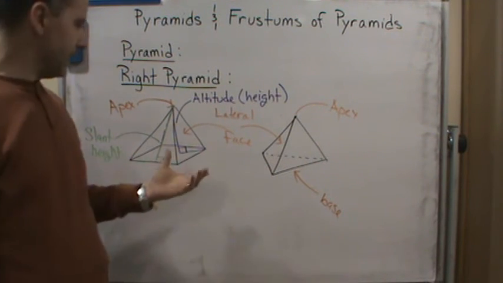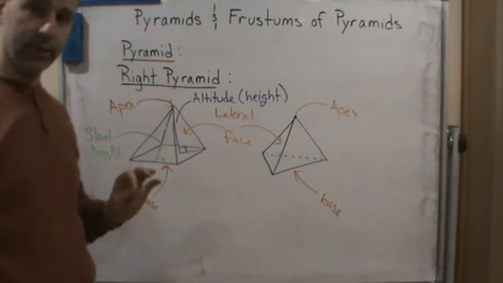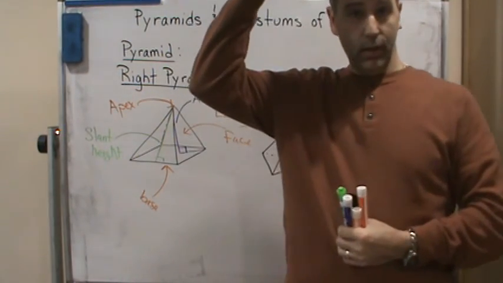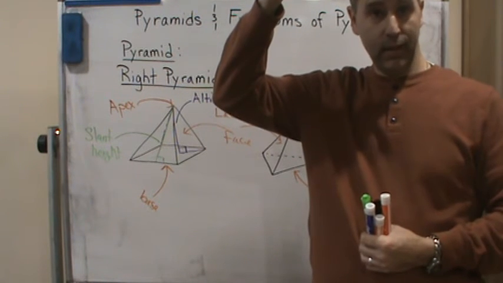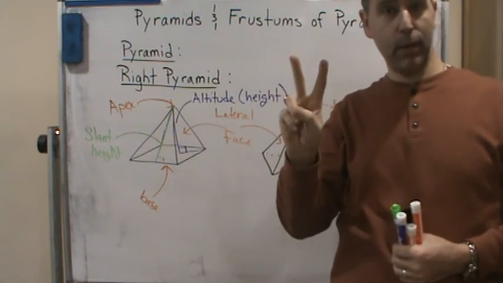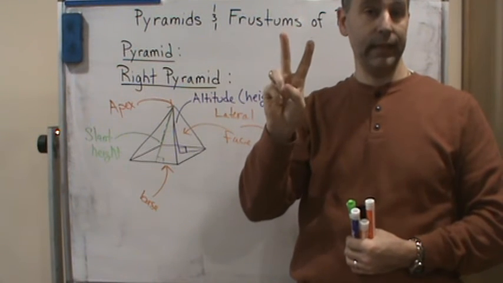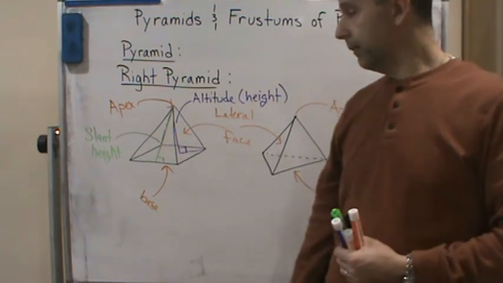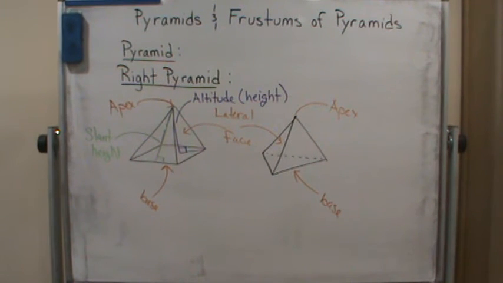Now, the other thing too is that for a right pyramid, not only does the base have to be a regular polygon, but the apex has to be centered directly over the base. So the apex has to be directly over the center of the base. So those are the two conditions. To be a right pyramid, you have to have a regular polygon as a base, and the apex of the pyramid has to be directly over the center of the base. Okay, and that's it. So let me see. Is there anything else I want to mention here that I haven't already mentioned?